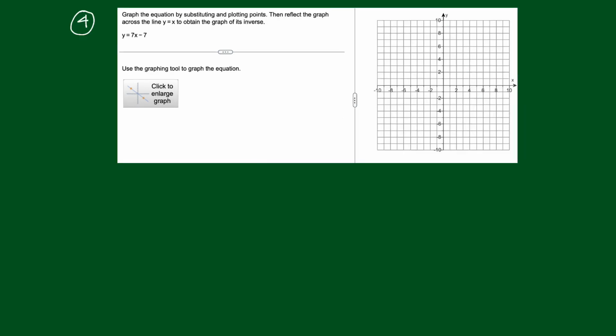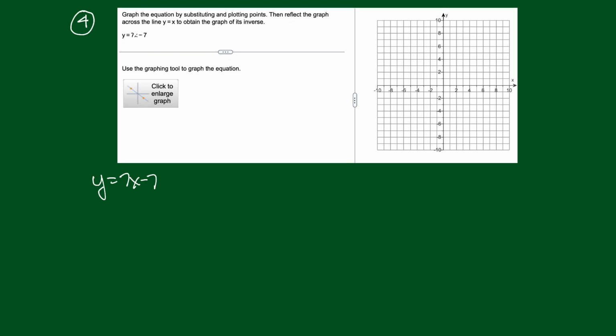We want to graph this equation, y equals 7x minus 7, by plotting some points, and then reflect the graph across the line y equals x to get the inverse. All right, so let's plot some points for this one right here. So let me write that curve here. What we have is y equals 7x minus 7.